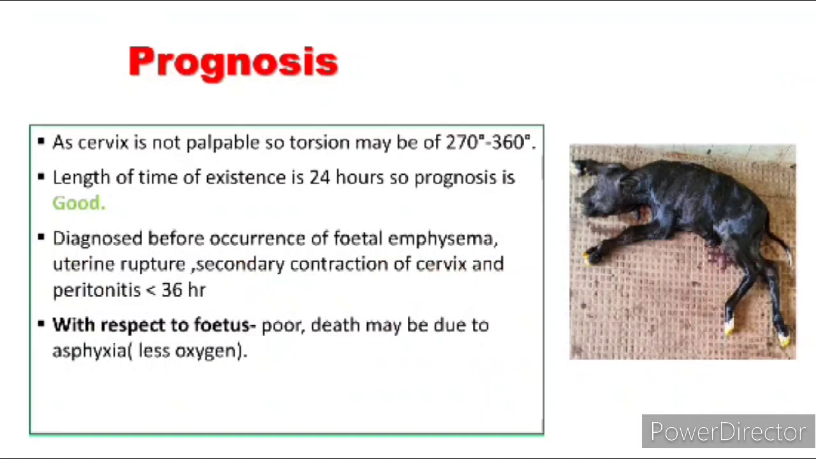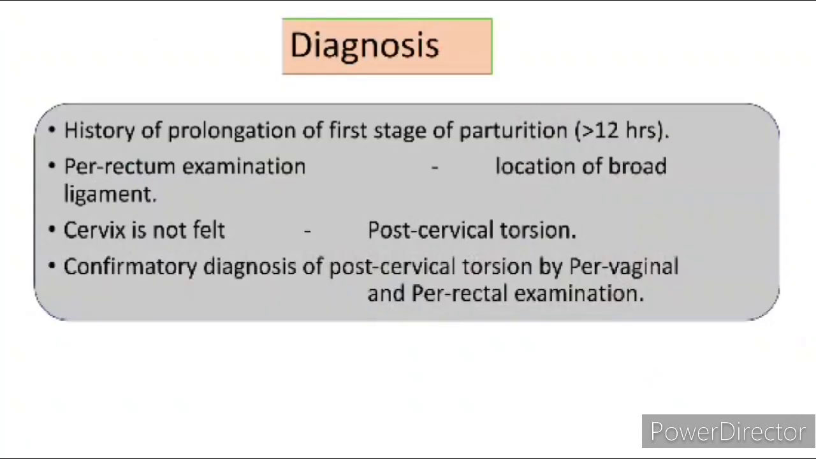There can be other signs like fetal emphysema, uterine rupture, secondary contraction of the cervix and peritonitis. But these other complications are seen when the time is more than 36 hours. Now on diagnosis, we have done per rectal and per vaginal examination. On the basis of this, it was found that it is post cervical uterine torsion.